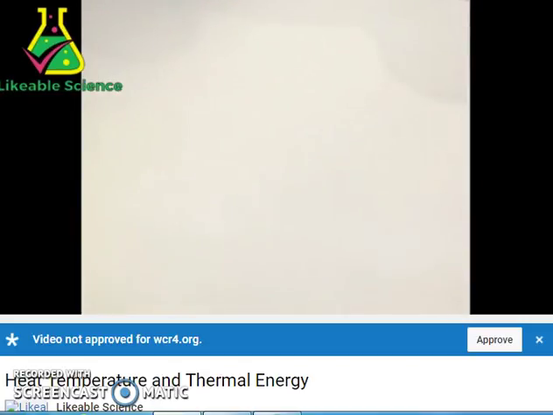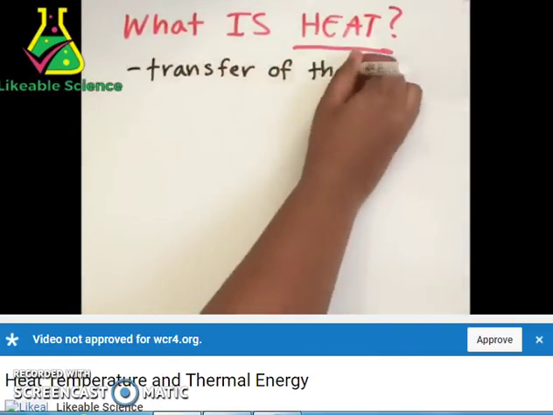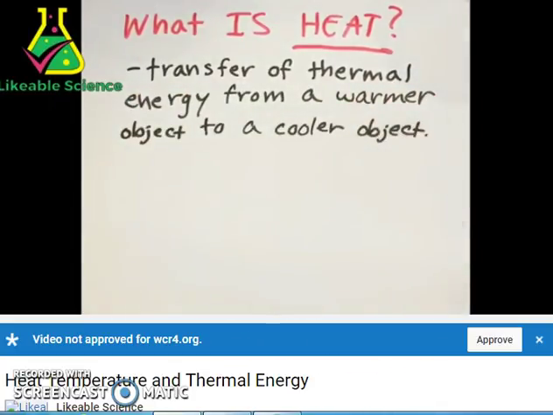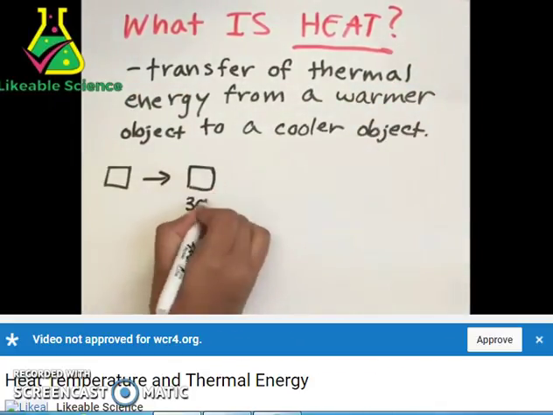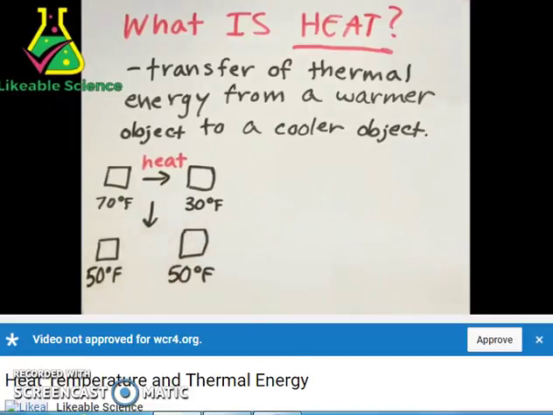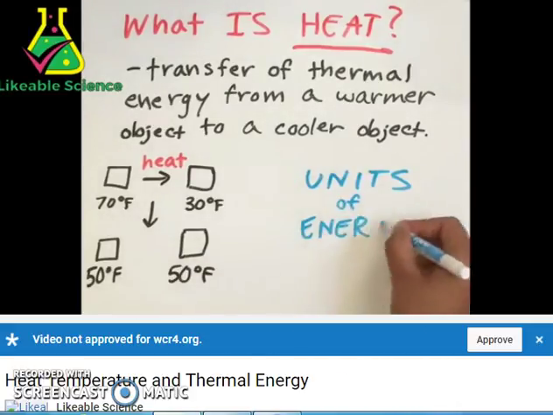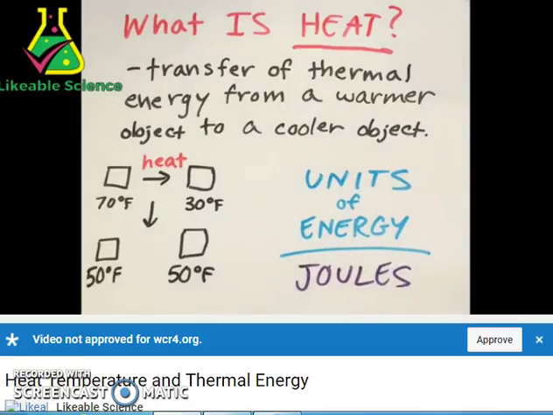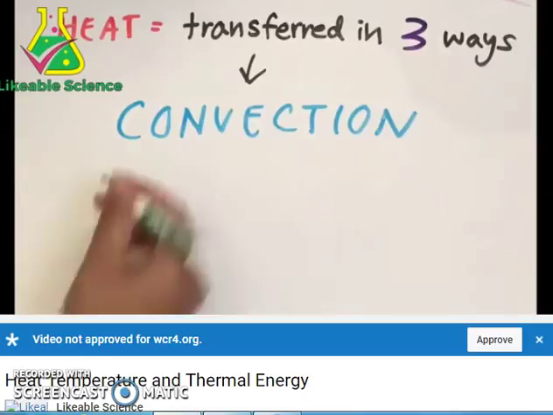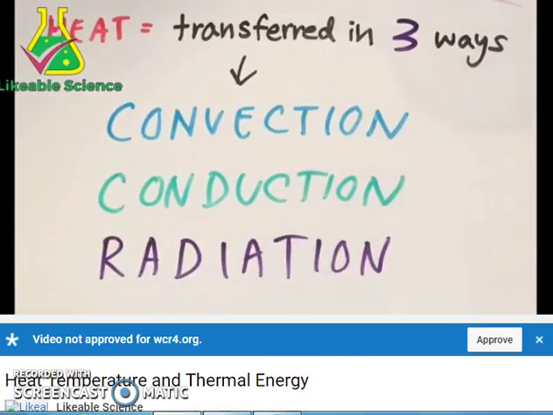So let's pop the big question. What is heat? Heat is the transfer of thermal energy from a warmer object to a cooler object. The warmer object will cool down and the cooler object will warm up until both objects are the same temperature. When both objects reach the same temperature, heat stops transferring. Heat is measured in units of energy called joules. Heat can be transferred in 3 ways: convection, conduction, and radiation.